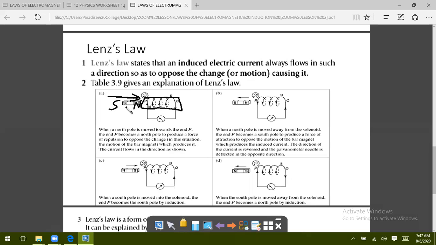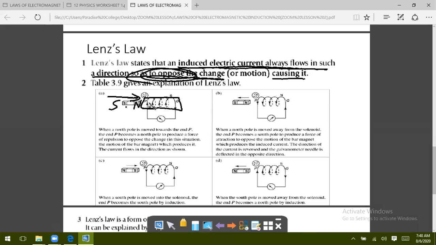What does that mean? It simply means that the current will flow in such a way that it will oppose, importantly, the motion of the magnet. So once the north pole is moved into this, current will flow in such a direction that will try to oppose the movement of the magnet in the solenoid.